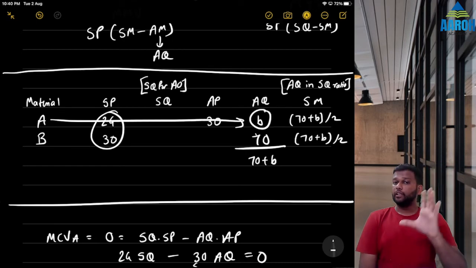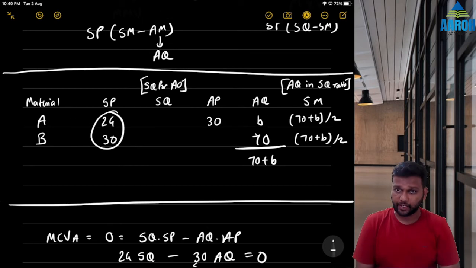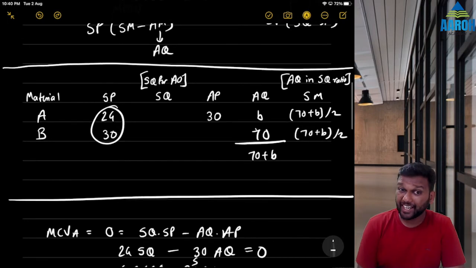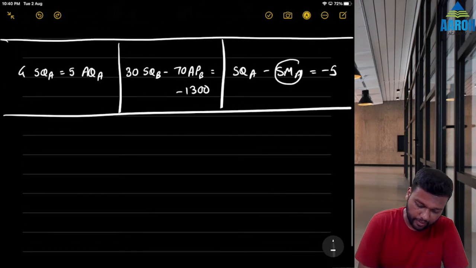Okay, this was a bit complicated. So if you have not understood it, rewind, check and come back. Only if you are sure, let's go ahead. So we know that SM, standard mix, is what?